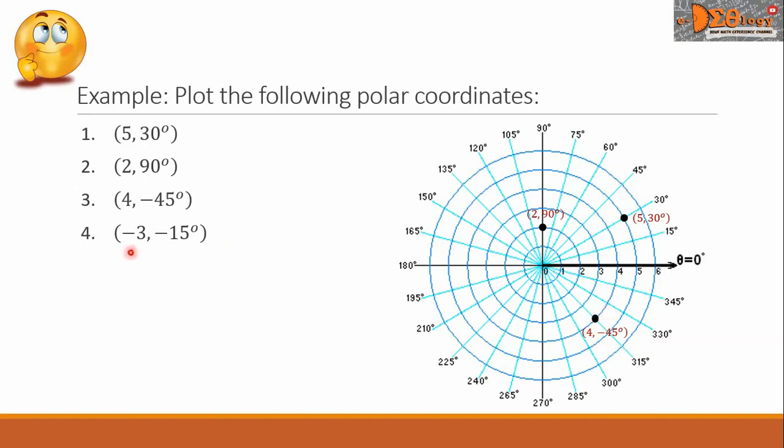Last point is the negative 3, negative 15 degrees. The angle is negative. Again, we will generate a clockwise direction. This is the angle negative 15 degrees. And let us find a radius with 3 units. But this is a negative radius. It means to say we're going to track the 3 units on the opposite direction. So the point -3, -15 degrees is here. These are the final answers.